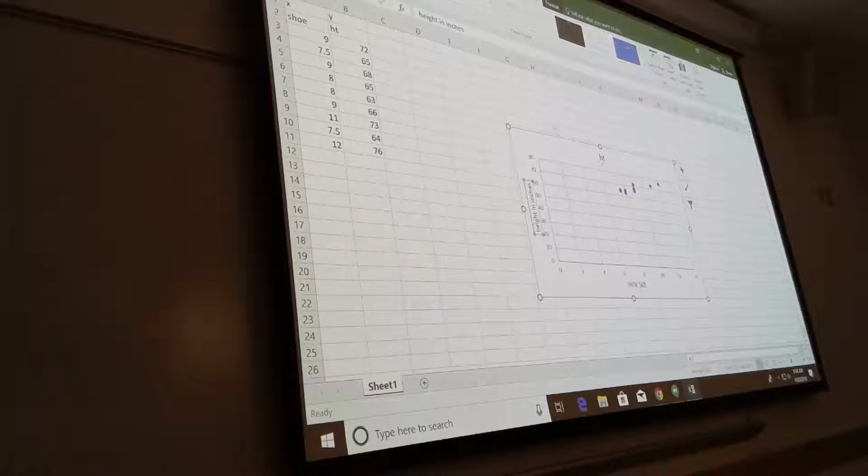Okay, and what should I put for a title here? Correlation between shoe size and height. How about stat 1045? That's where we got our data from, right? Okay. All right, now we do kind of want to check for outliers.